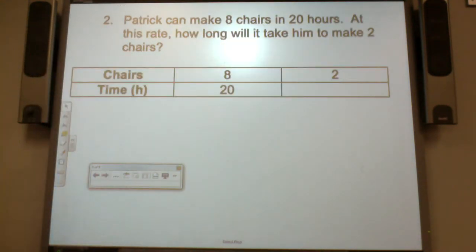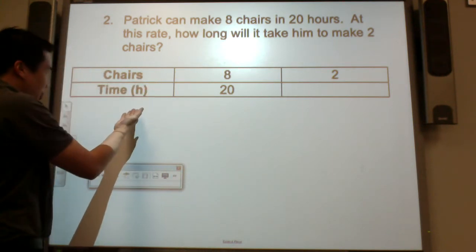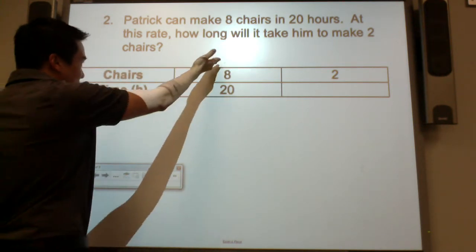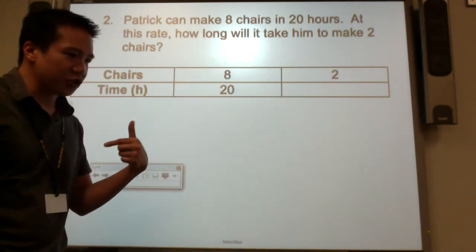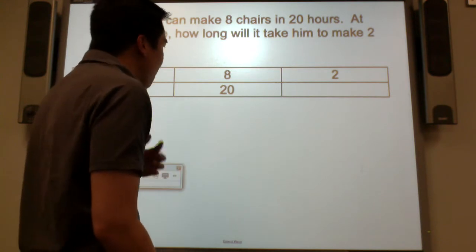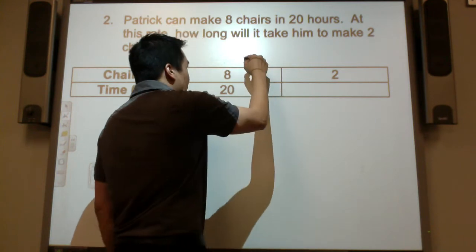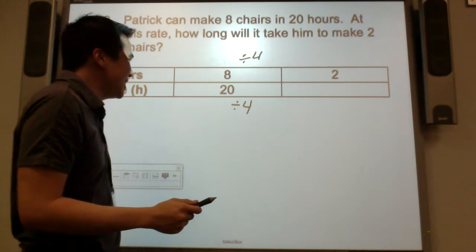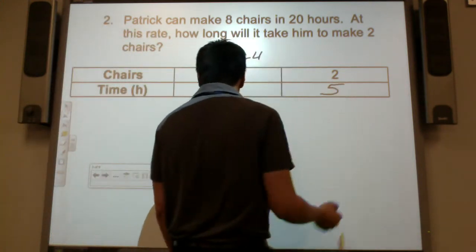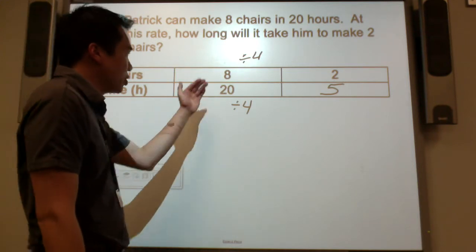All right, next one. Patrick can make 8 chairs in 20 hours. At this rate, how long will it take him to make 2 chairs? So again, I labeled the units for you in this rate, chairs and hours. 8 chairs takes 20 hours, 2 chairs. Are we going to scale forward or scale backward, or build up or break down? I think we're going to break it down. How do you break 8 chairs to 2 chairs? By dividing by 4. So 20 divided by 4 is 5. So he can make 2 chairs in 5 hours. So what we did was break it down.